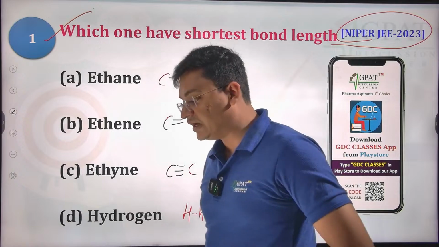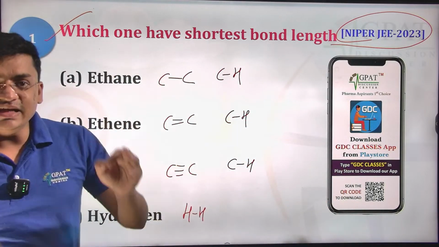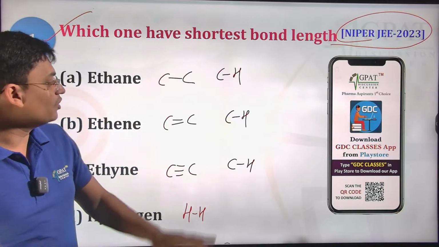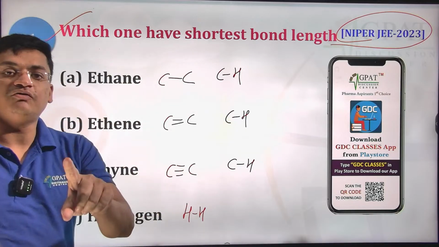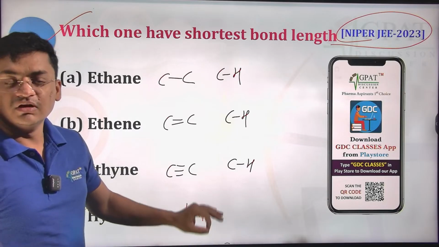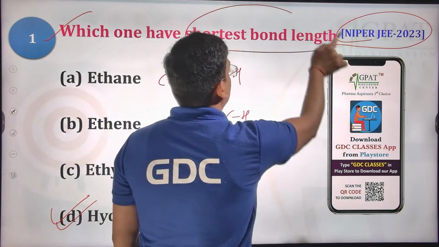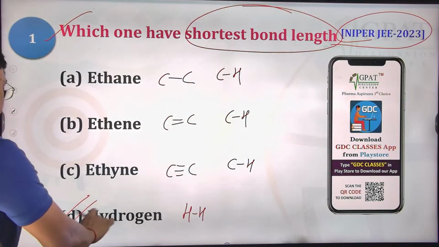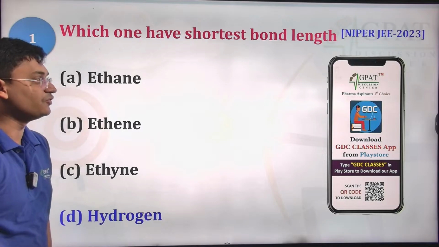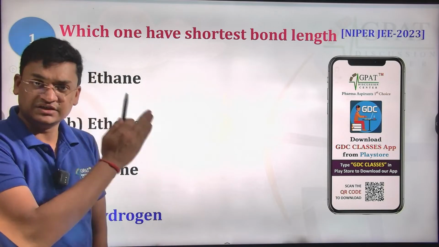As we all know, the atomic size of hydrogen is very small. So the least bond length among all the given options must be that of hydrogen. The bond length between hydrogen atoms in a molecule will be the least. So yes, D will be the right answer. This was the question asked in the NIPER-Z 2023 examinations.